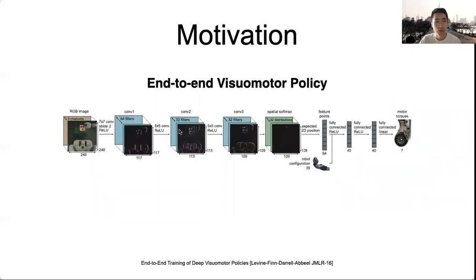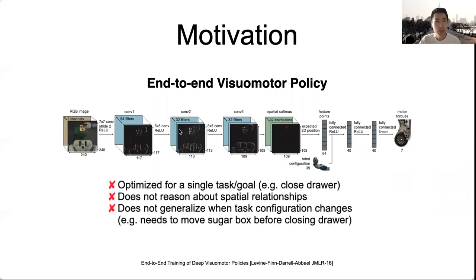An alternative approach is to train a neural network that generates visual motor policies directly from RGB images. However, these end-to-end approaches do not explicitly reason about spatial relationships. As a result, the long horizon and constantly changing environment in sequential manipulation make these end-to-end policies hard to generalize.